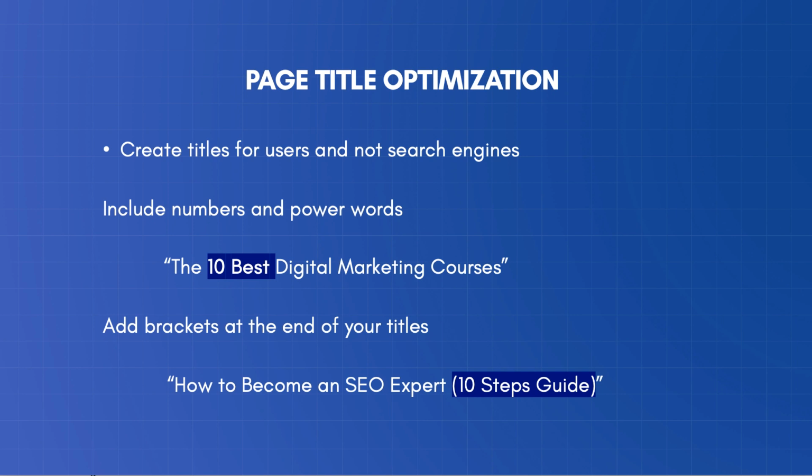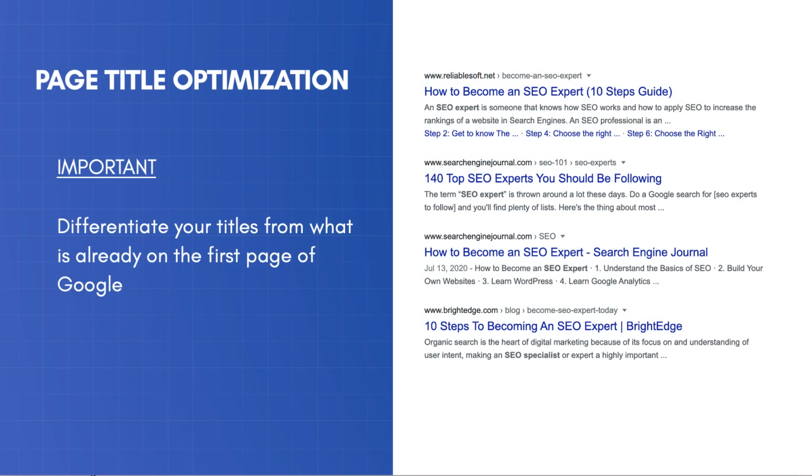A final rule that is crucial for your SEO is to differentiate your titles from what is already on Google's first page. Before finalizing your page titles, it's always a good practice to search Google for your target keywords and analyze the top results. Google likes to present different titles in the first 10 positions, so to increase your chances of appearing on the first page, you need to make sure that your chosen title is not exactly the same as any of the existing entries.